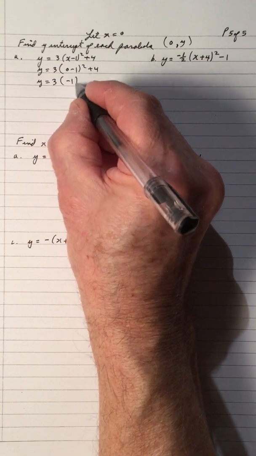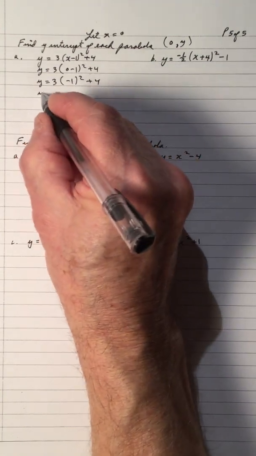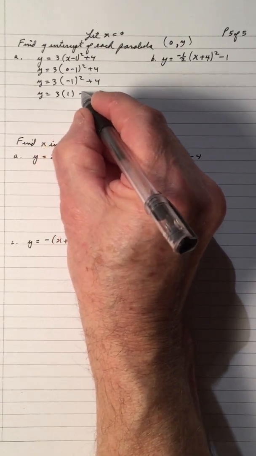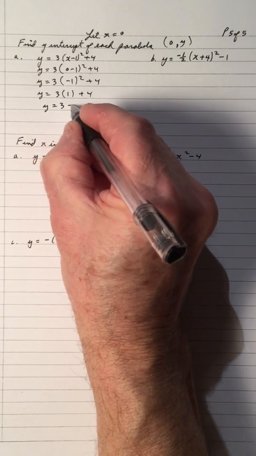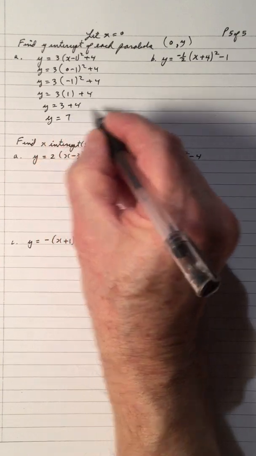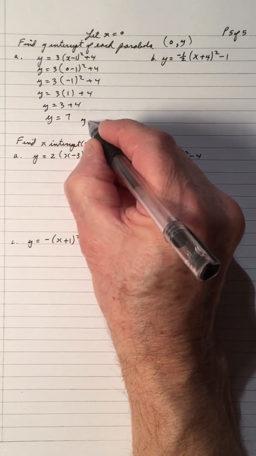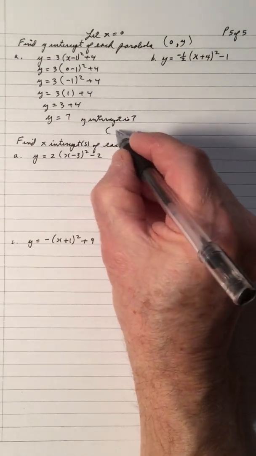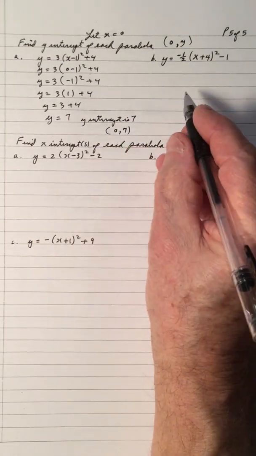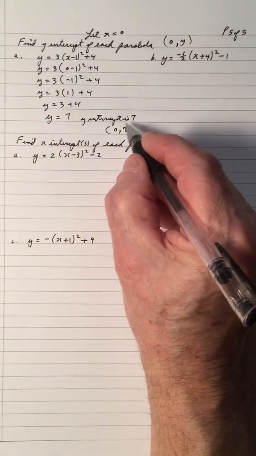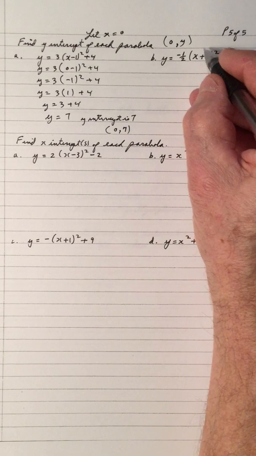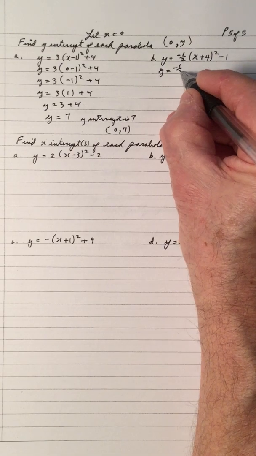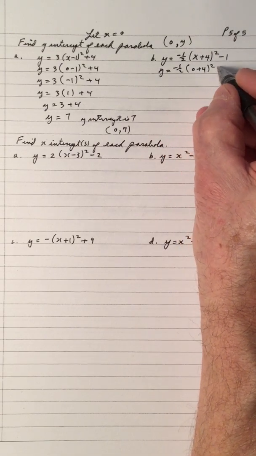0 minus 1 is negative 1, and we do the square next, which is negative 1 squared, so that gives me 3 times 1. Then we multiply to give me 3, and we get 7. So the y-intercept is 7, and that's the point 0, 7, because we put 0 in. So the y-intercept is 7, or you can write down 0, 7. And we do the same in this one. We let x equal 0. So we put 0 in the place of x and take our time and work it through.